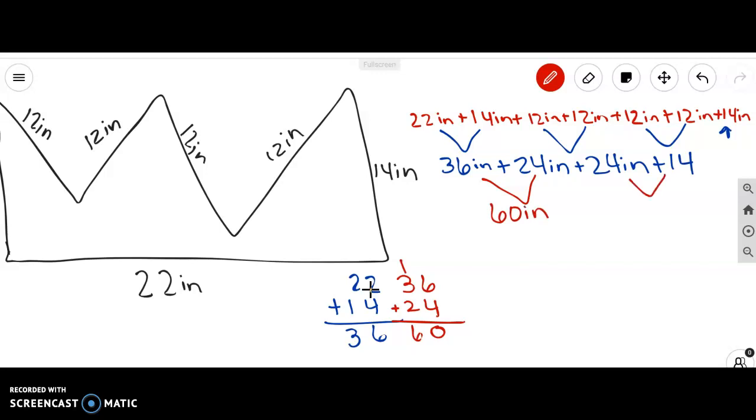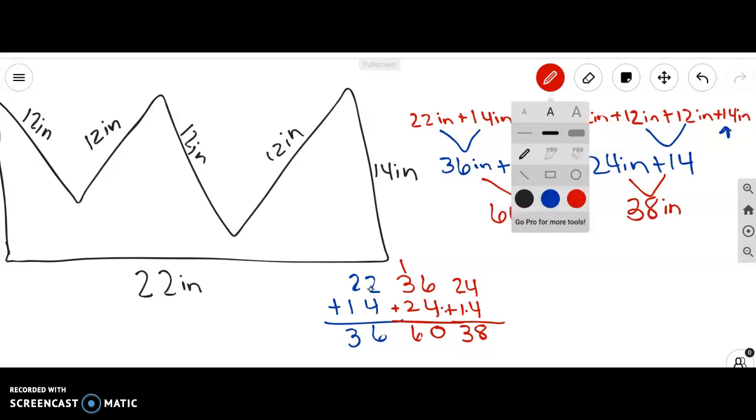The second pair is 24 plus 14. Let's do it in the bottom. So 24 plus 14. We have 4 plus 4 is 8, 2 plus 1 is 3. So our answer is 38 inches.